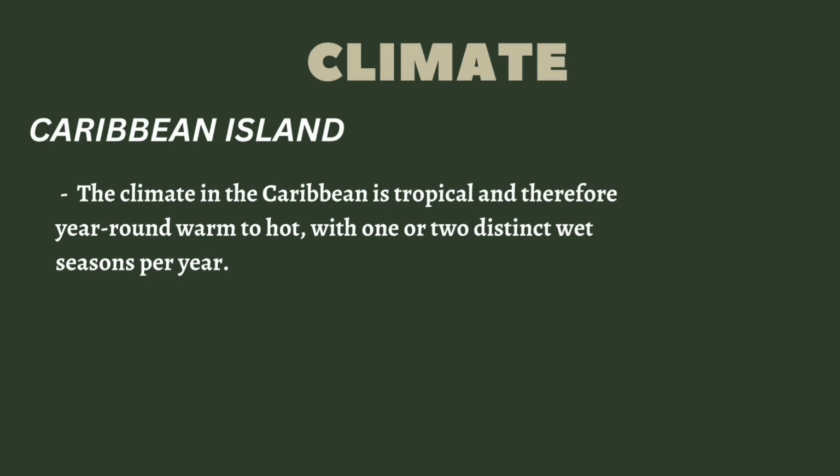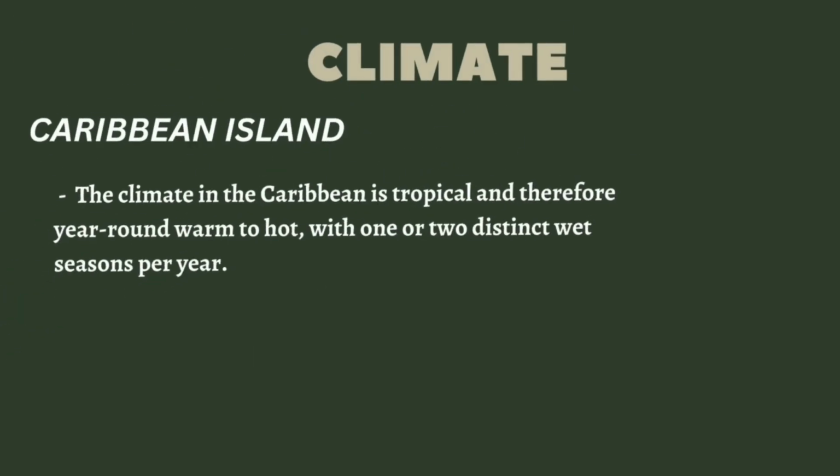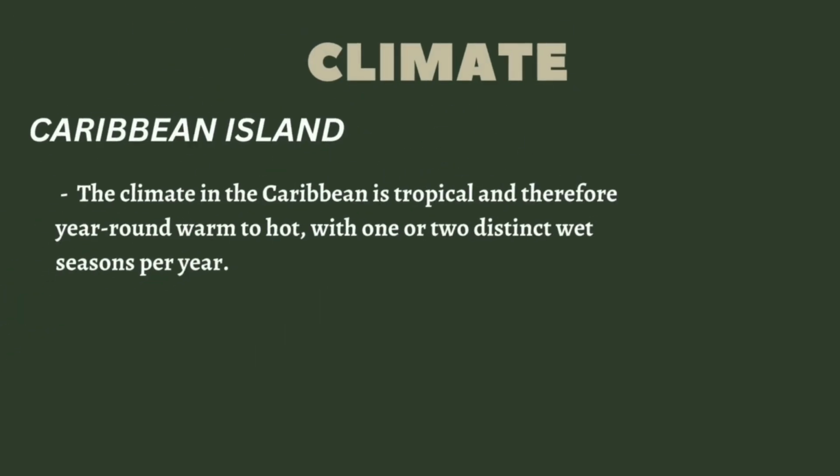Most islands experience a wet and a dry season. Annual precipitation ranges from 800 to 2,000 millimeters or 30 to 80 inches, but can reach more than 5,000 millimeters or 200 inches at the highest elevation. The wet season generally lasts from May to October, and the dry season from December to March. The relative humidity is high year-round.